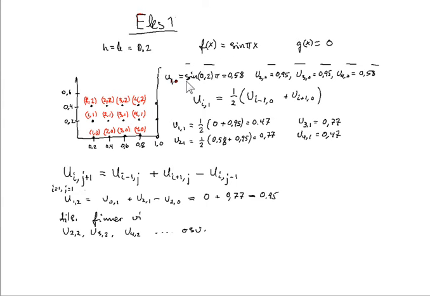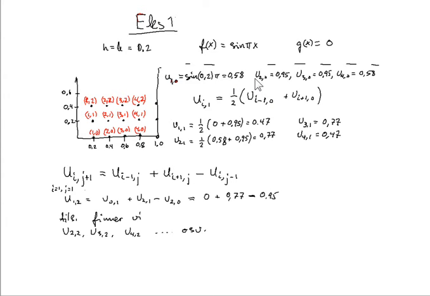we have that it's sine pi multiplied with the x value. The x value is 0.2, because the step size in x is equal to 0.2. That's the reason for this. And this can be calculated by some calculator.